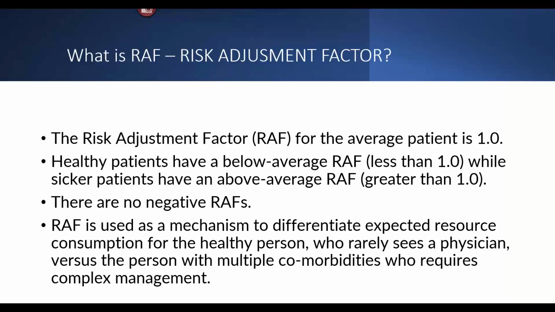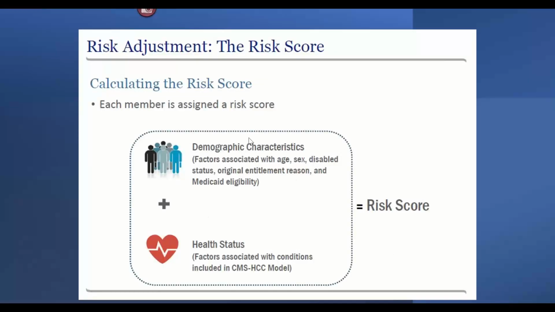Sicker patients have an above average RAF, greater than 1. There are no negative RAFs. Again, the RAF is used as the mechanism to differentiate resource consumption: a healthy person who rarely sees a doctor versus a person with multiple comorbidities. Everybody gets an age and sex risk score, so everybody has a positive score.